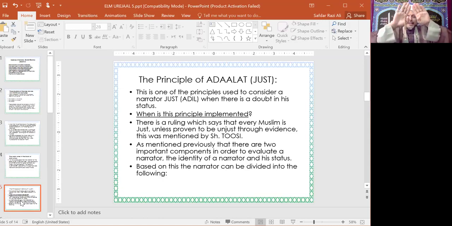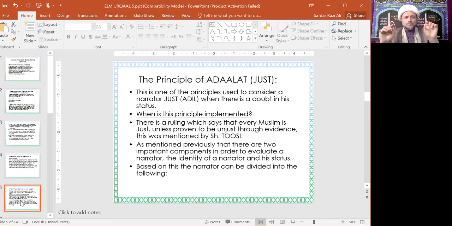How? Draw with me, clean your mind from the iftar and the biryani and those kinds of things, and just focus on this spiritual iftar, intellectual iftar. So basically, we make a bifurcation, two branches. A narrator is either entirely unknown in the chain. We will not apply on this person the principle of adalat, that a person is just unless proven to be unjust. So this is one: unknown.